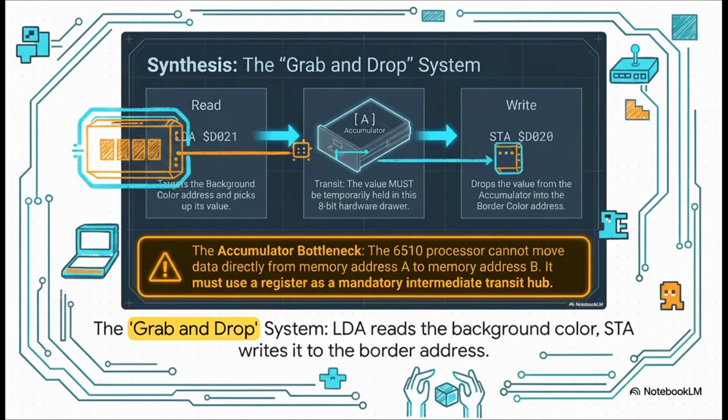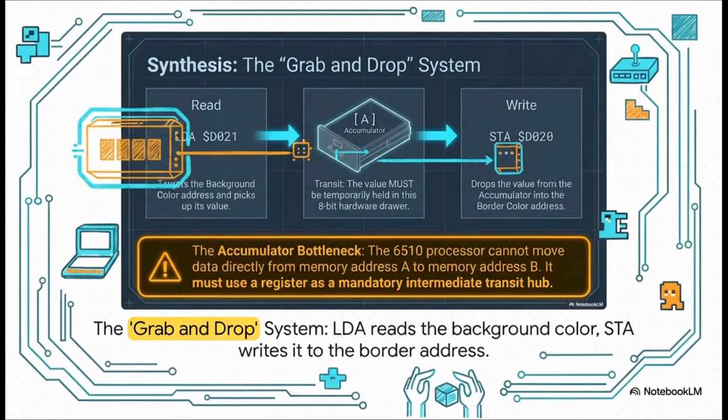So, here's how we're going to solve it using our new commands. First, we use LDA to read from the memory address that holds the background color's value. That command loads the value into our main register, the accumulator. Now, here's the most important rule of the game, what you could call the accumulator bottleneck. We can't just move data directly from one memory spot to another. It has to make a pit stop inside a register first.